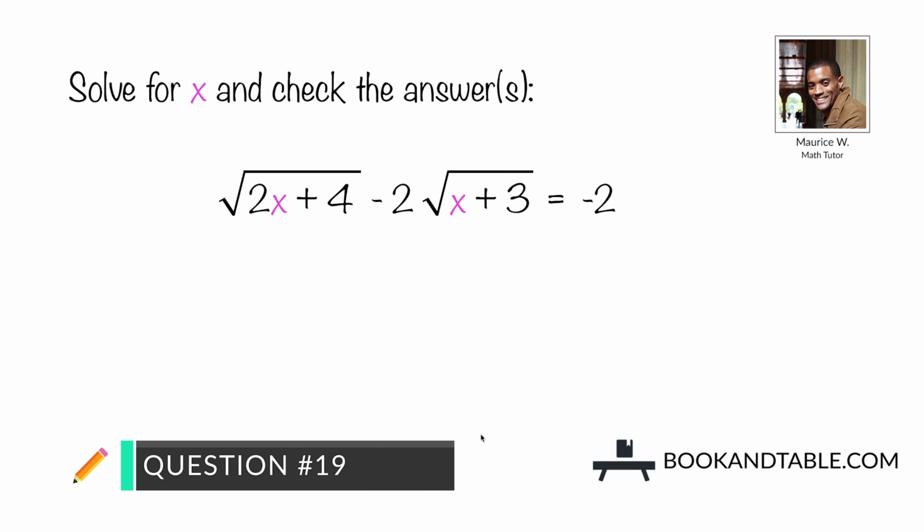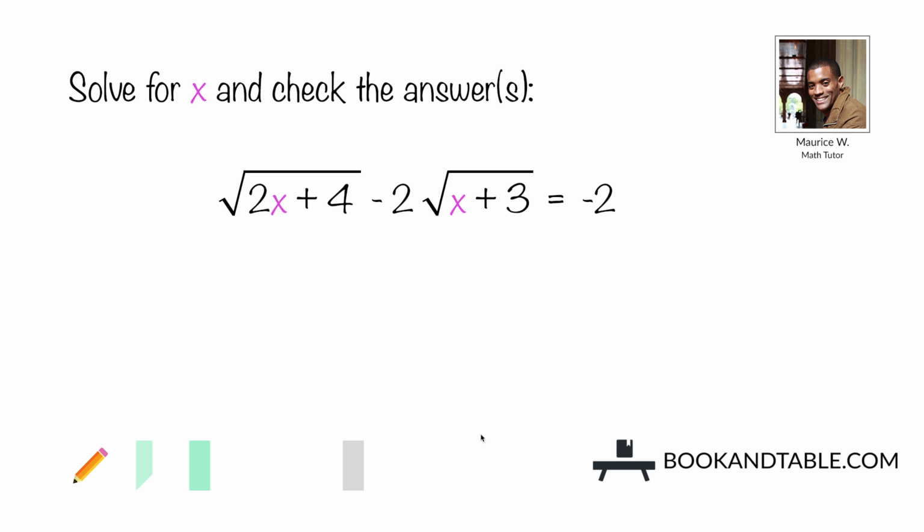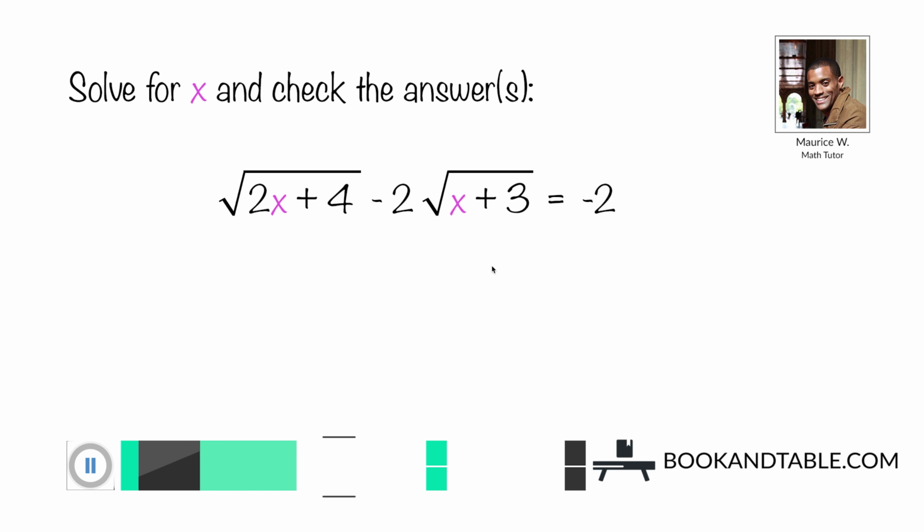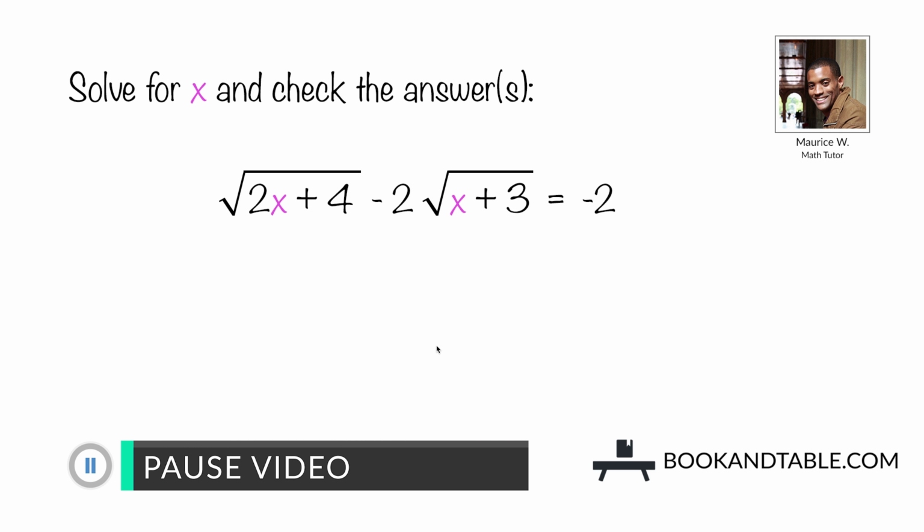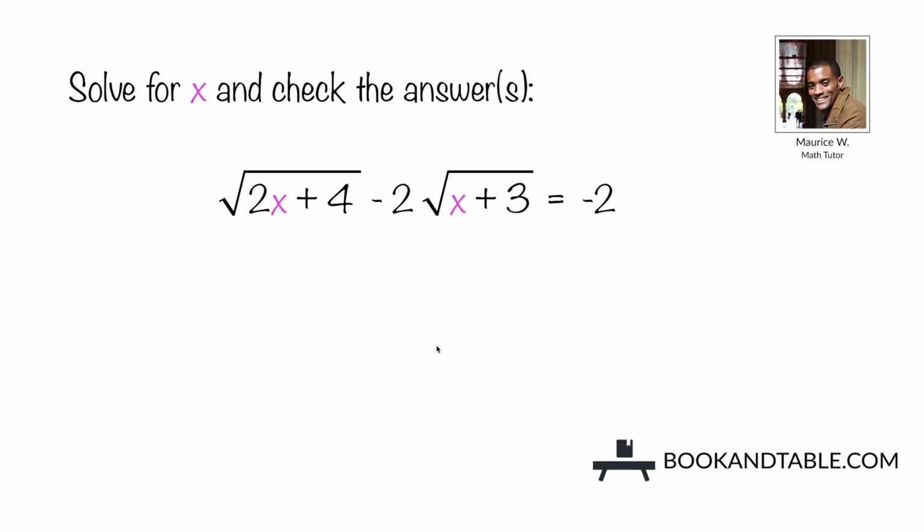Question number 19. Solve for x and check the answers. The square root of 2x plus 4 minus 2 times the square root of x plus 3 is equal to negative 2. Pause the video, answer this question, and then press play when you are ready to begin.